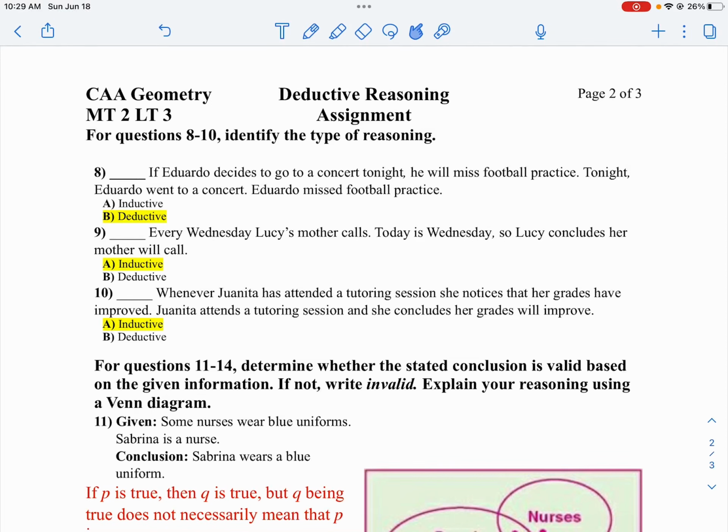On question number three, notice you're applying a rule, so that's deductive reasoning. On number four, we're following a pattern, so that's inductive reasoning. And the same thing for number five. We're assuming that pattern is going to continue, so that's inductive reasoning.